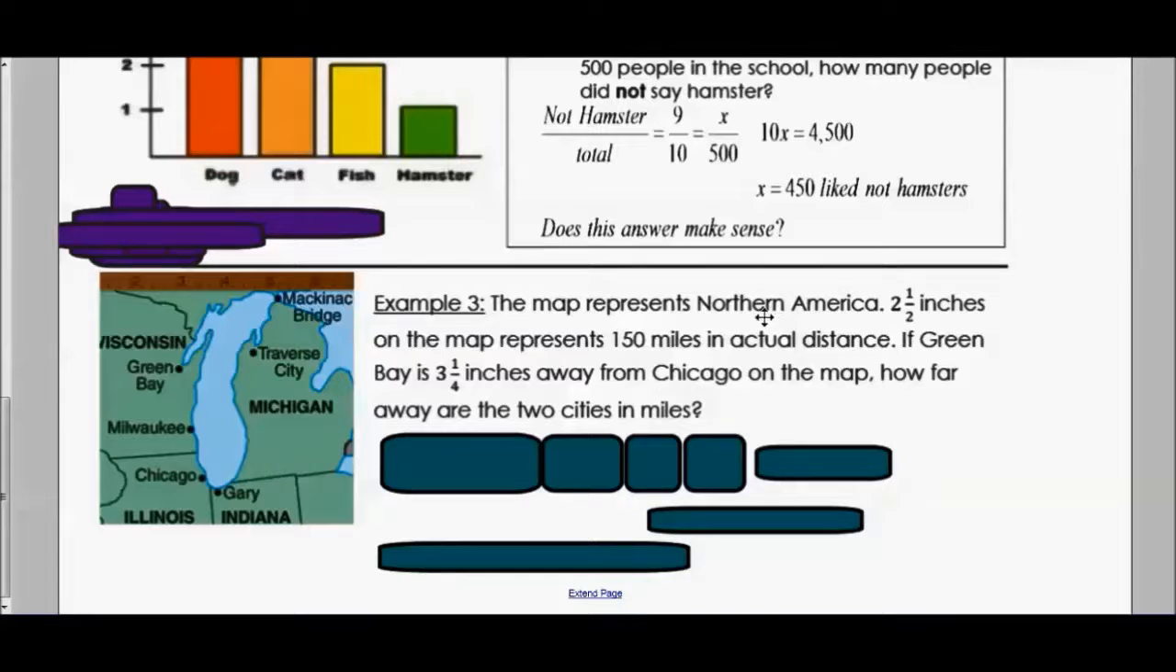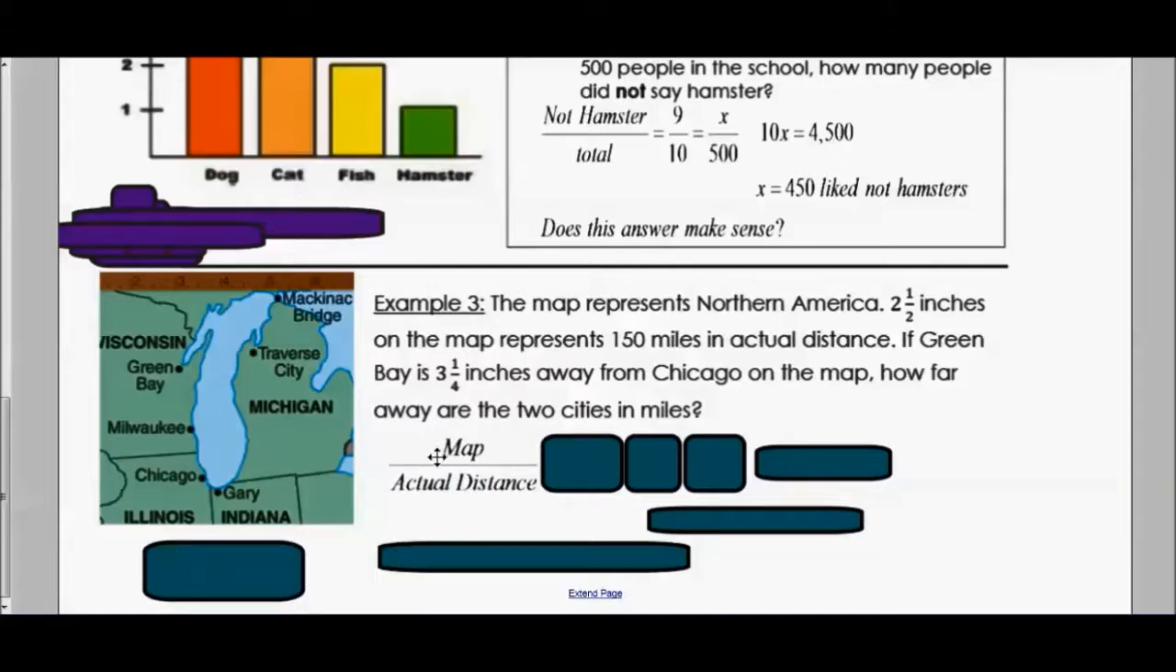Here we have a map of North America. It's talking about 2.5 inches on the map representing 150 miles in actual distance. That's our scale. That's definitely going to be one of our fractions. Anytime they compare units directly like that, that's a pretty good giveaway that that's going to be a fraction. Inches compared to miles. Or the map distance compared to the actual distance. Both of those are going to mean the same thing.